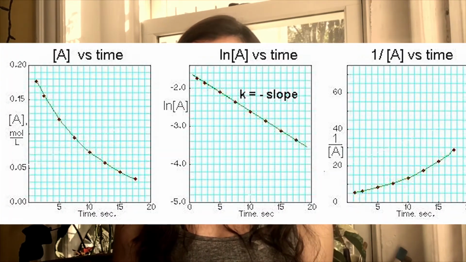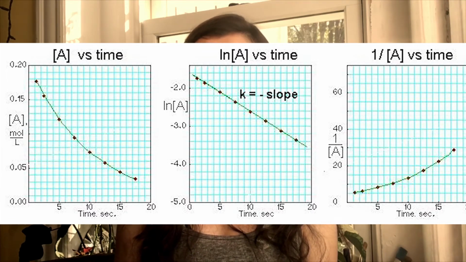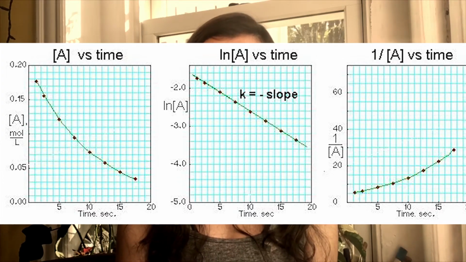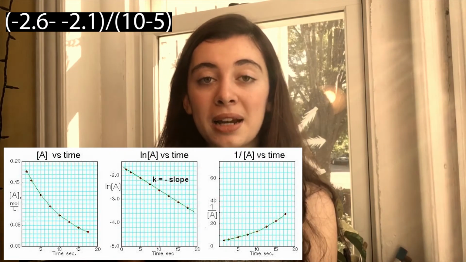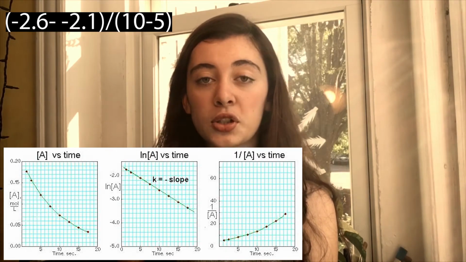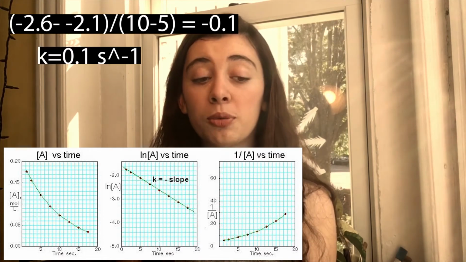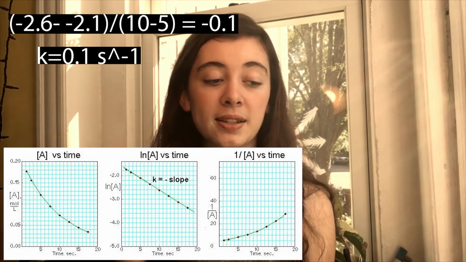Let's say we have these graphs. What is the order of the reaction, and what is the value of k? Since the graph of the natural log of A versus time gives us the straight line, we know that the reaction is first order. So we find the slope as negative 2.6 minus negative 2.1 over 10 minus 5, which gives us negative 0.1. However, k is the negative of slope, so k equals 0.1, and since this is a first order reaction, the units are going to be 1 over seconds.